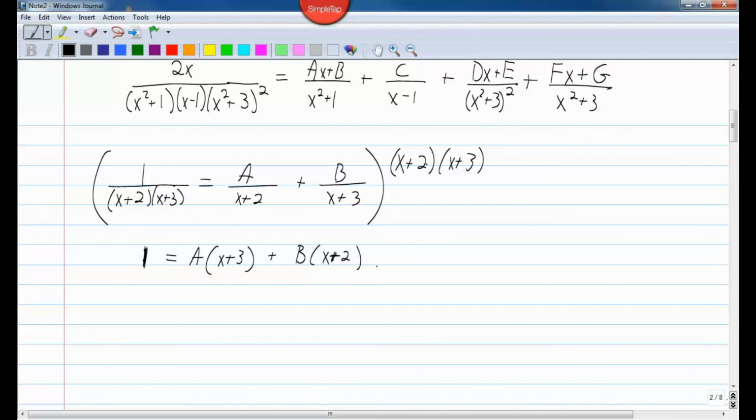Now there are a couple ways you can solve this equation, but the way I'm going to show you is the preferred way most of the time. What you want to do is multiply out the right side. So you'll have ax plus 3a plus bx plus 2b. Now group your common terms. So you have an ax and you have a bx. You also have a plus 3a and a plus 2b.